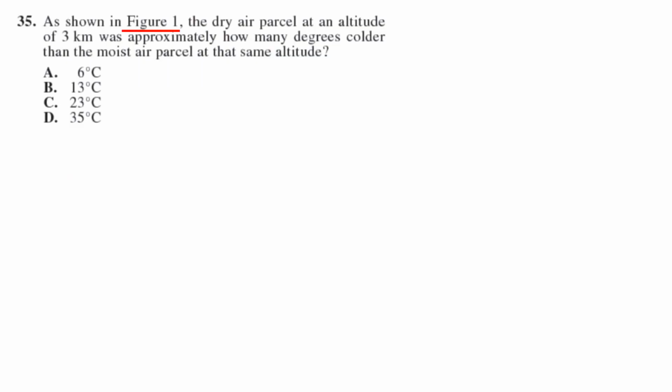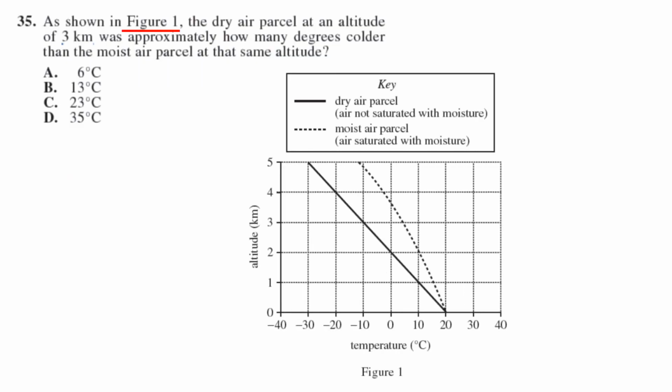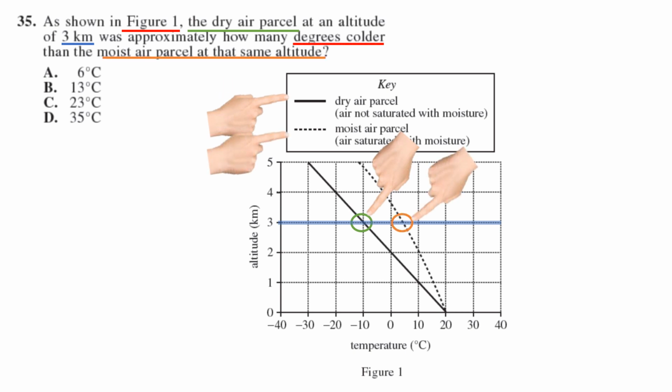As shown in figure 1, the dry air parcel at an altitude of 3 kilometers, so the dry air parcel is the solid line, was how many degrees colder than the moist air parcel at the same altitude? So the moist air parcel looks to be around 5 degrees, and the dry air parcel is around -10, so that's about 15 degrees, or choice B, 13 degrees colder.